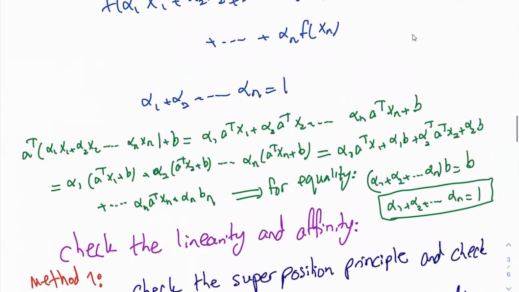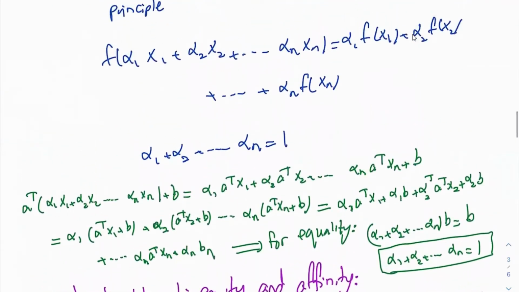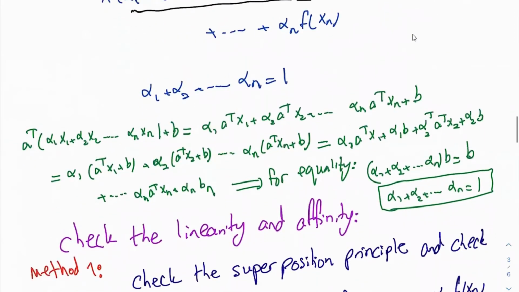Now I am going to use the superposition, which means I plug this in for x. So I get a transpose of alpha 1 x1 plus alpha 2 x2 all the way to alpha n xn, plus b. Remember the function was a transpose x plus b. Now let's go ahead and extract the constants outside. We have alpha 1 a transpose x1, alpha 2 a transpose x2, all the way to alpha n a transpose xn, plus b, right? That's what we have in this line.